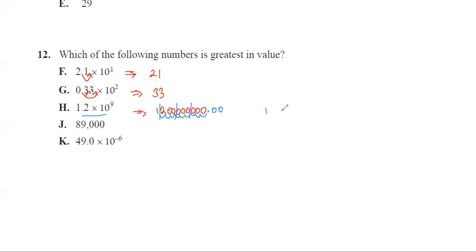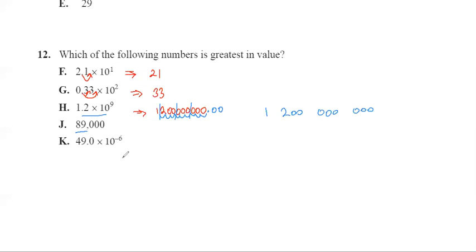So it's going to be 1,200, and all 6 more zeros. Which is, as you see, very, very much bigger than these two numbers. So that might be our correct answer. As you see, this is 89,000, which is smaller than that. So which is already given.